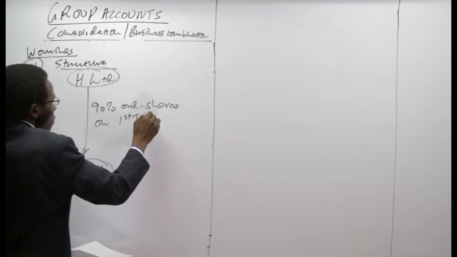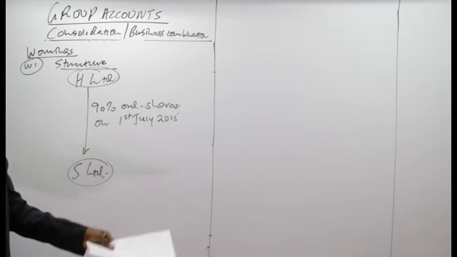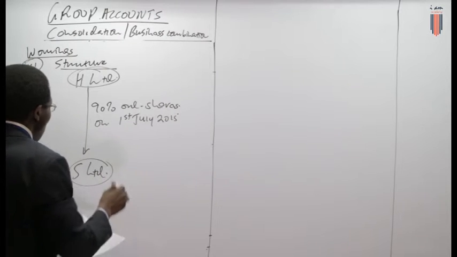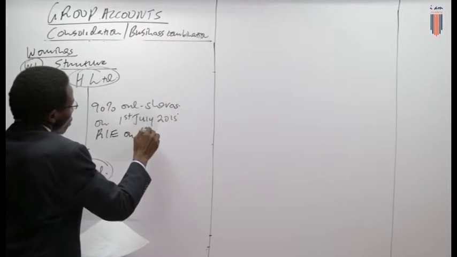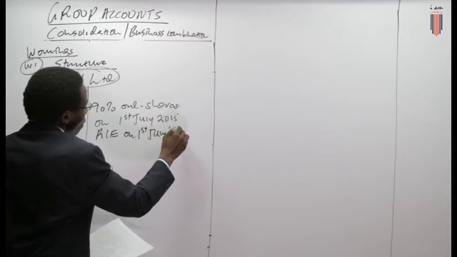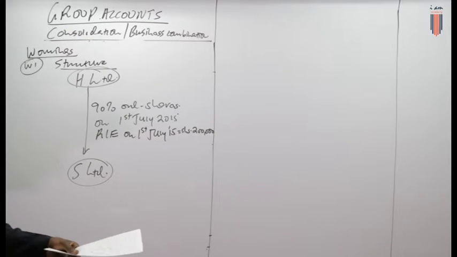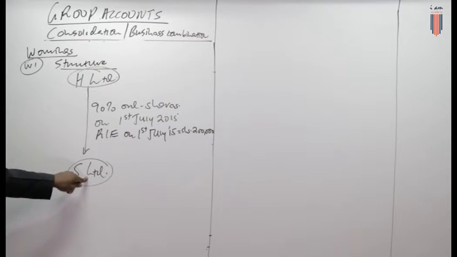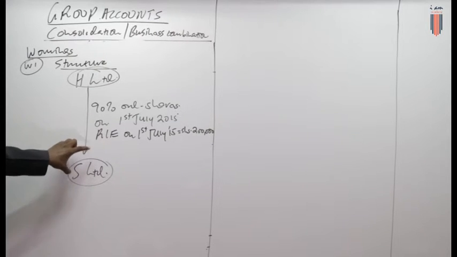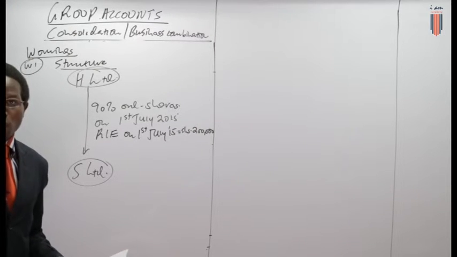On 1st July 2015, even if it was 2010 or 2009, it would be the same adjustment, the retained earnings at that date were 200,000 shillings. So this 200,000 is simply the pre-acquisition retained earnings. Remember, if H Limited owns 90% of S Limited, then 90% is the group share and 10% is the NCI share, non-controlling interest.